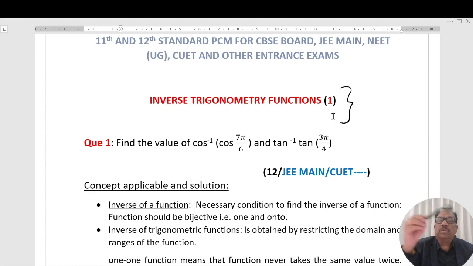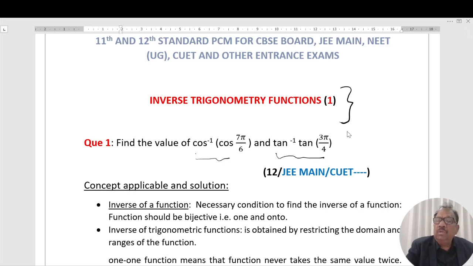In today's session, I'm going to discuss inverse trigonometric functions. Now, the question will be: find the value of cos of inverse cos 7 pi by 6, tan inverse tan 3 pi by 4. Before I start the solution, I will discuss certain applicable concepts.